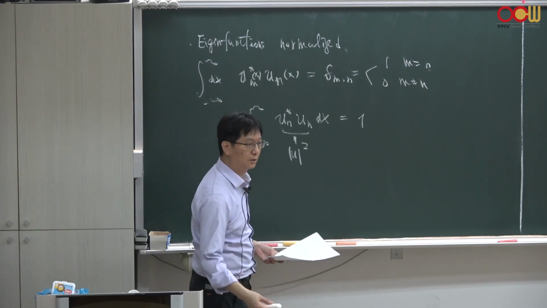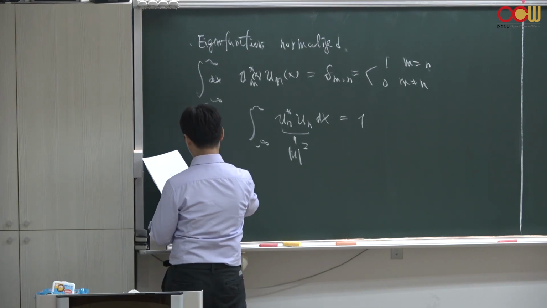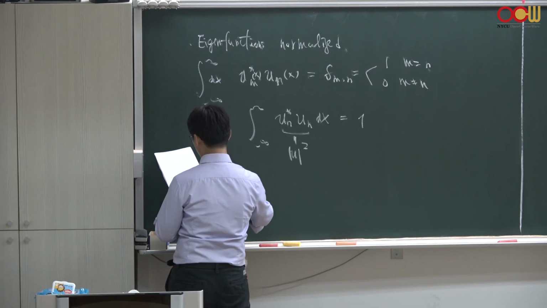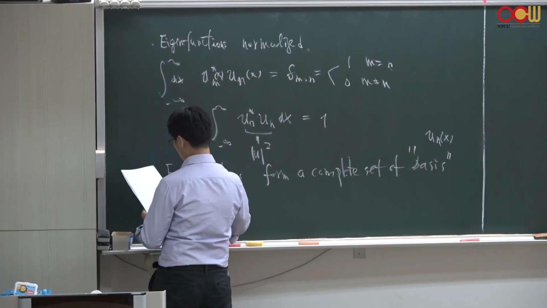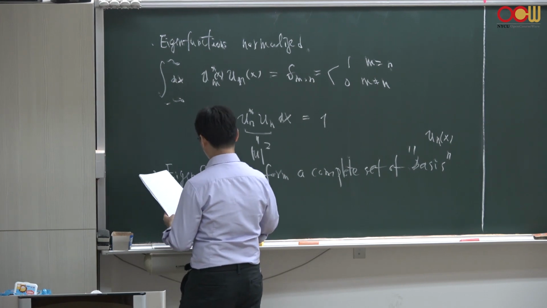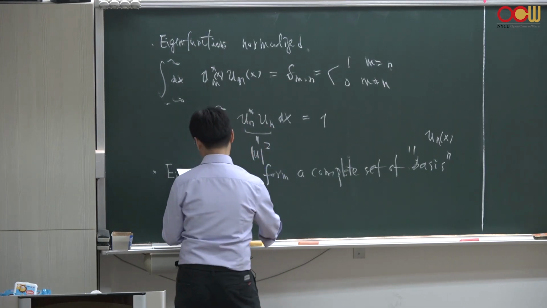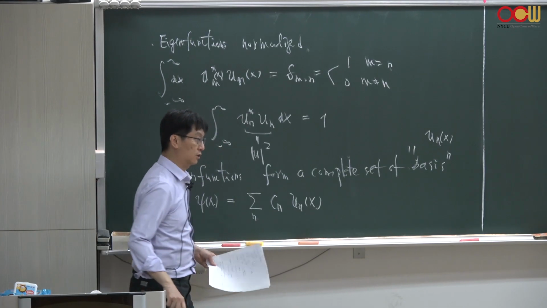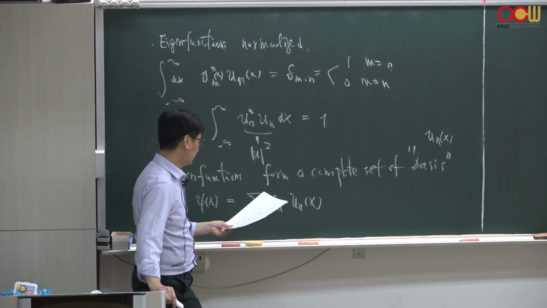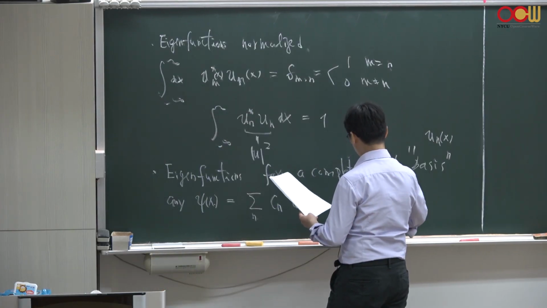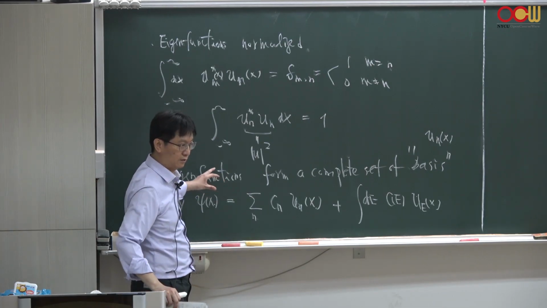So based on the orthonormal conditions of these eigenstates, we could form a complete set of bases. This is precisely what the expansion theorem is telling us. Any arbitrary wave function could be expanded as a linear combination of these eigenstates. For discrete eigenvalues or eigenenergies, you form a discrete sum. For continuous variables, you take the integral. Right? Okay, so this is the thing that I just mentioned.